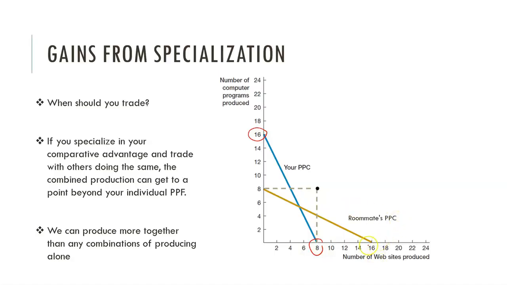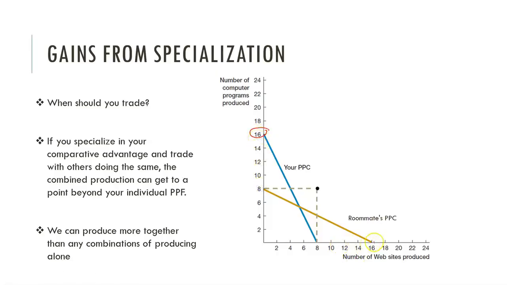Your roommate can make either 16 websites or 8 computer programs. So this example is a nice one to start off with because it's a little bit more obvious who should do what. You can produce 16 computer programs in the same amount of time that it takes your roommate to produce 8. So you are better at producing computer programs than your roommate is. So you should probably do that.